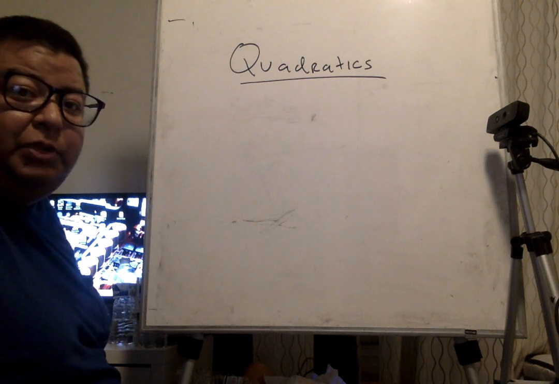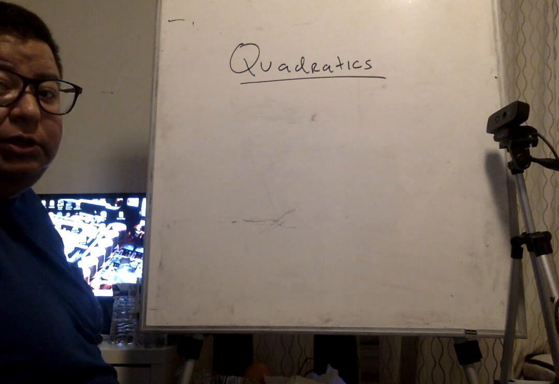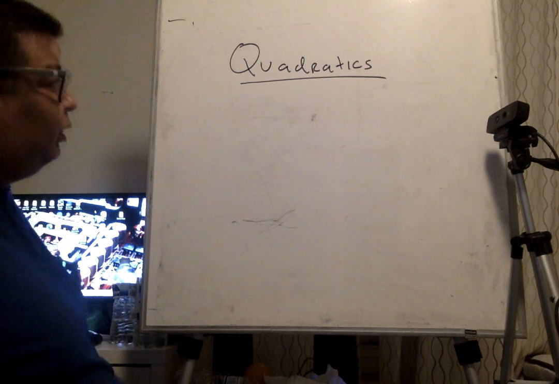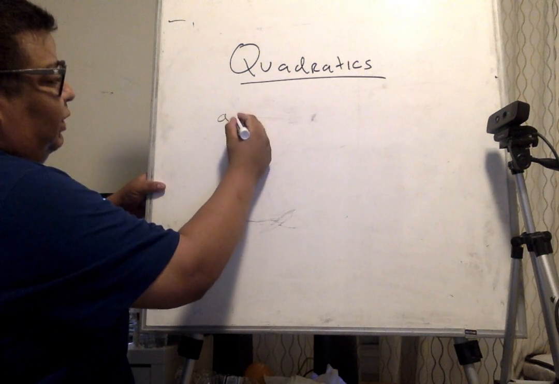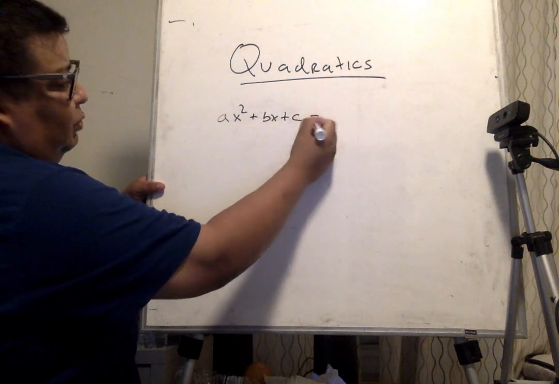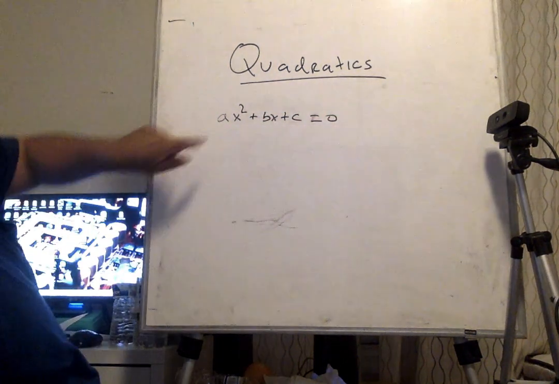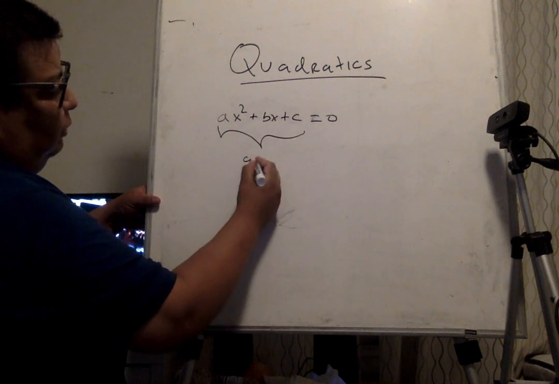Welcome guys, in this video we're going to talk about how to solve quadratic equations. So let's start by looking at what a quadratic equation looks like. A quadratic equation looks like this: you have a coefficient a, and then you have ax squared plus bx plus c equals 0. So this is what a quadratic equation looks like. This is a quadratic.